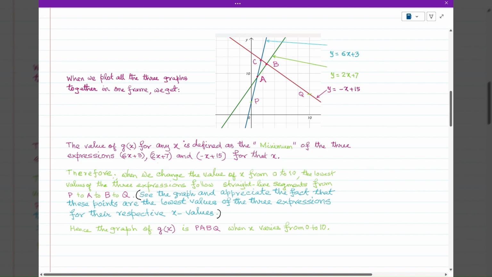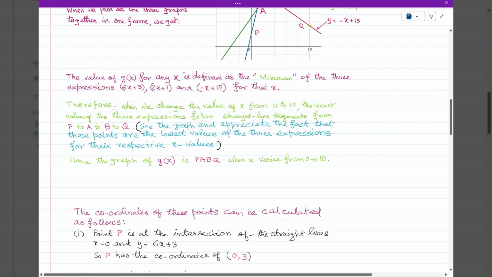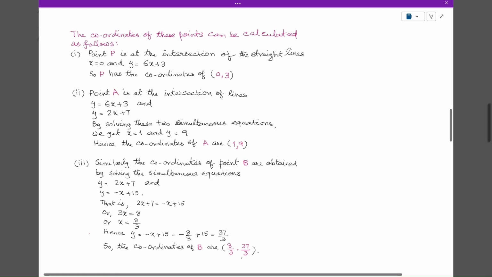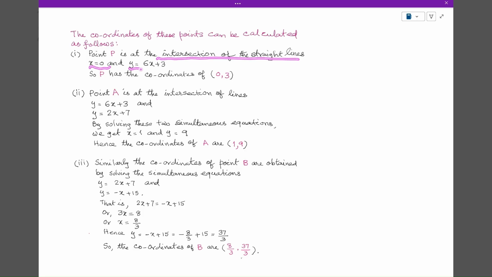So the graph of g(x) is PABQ, where x varies from 0 to 10. The coordinates of these points P, A, B and Q can be calculated as follows. Point P is at the intersection of the straight lines x = 0 and y = 6x + 3. Therefore, P has the coordinates (0, 3).